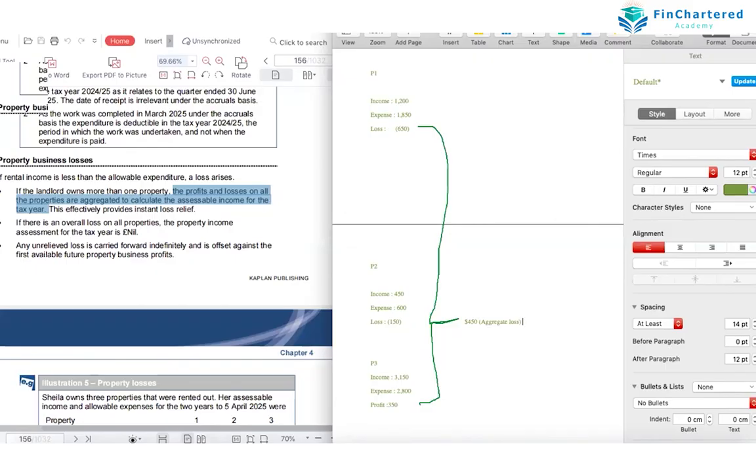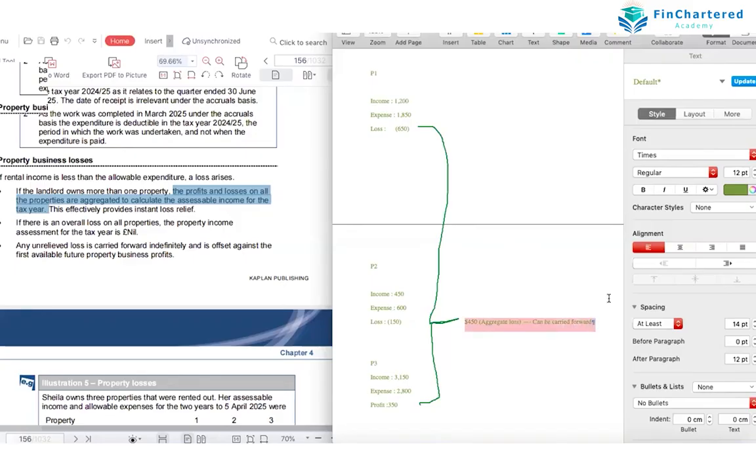The aggregate loss is 450. Now this can be carried forward, where from a future period you can deduct this. Now that's a good thing for you. What do I mean by good thing for you? The aggregate loss, I can take it for a future period. Let me explain what I mean.